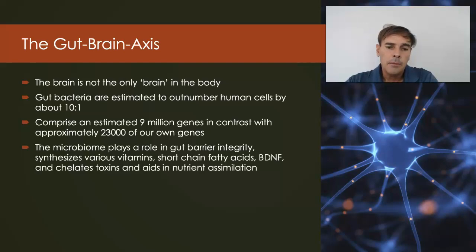The microbiome, the gut bacteria population, plays an important role in gut barrier integrity. They synthesize vitamins, short-chain fatty acids, brain-derived neurotrophic factor. They chelate or bind toxins. They aid in nutrient assimilation. So a variety of very important roles. The gut barrier integrity is just critical, because on one side of the gut lining is what our body receives as food, and on the opposite side of that wall, as it were, is the internal part of our body, I guess.